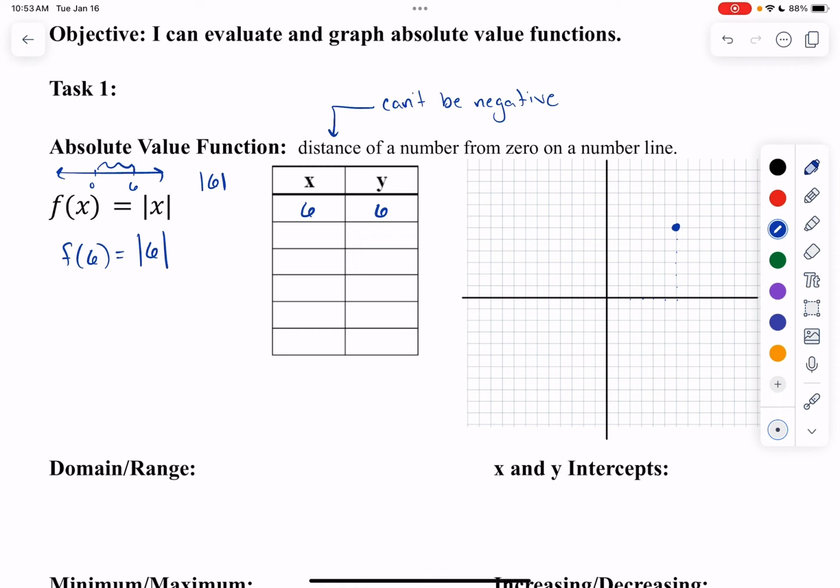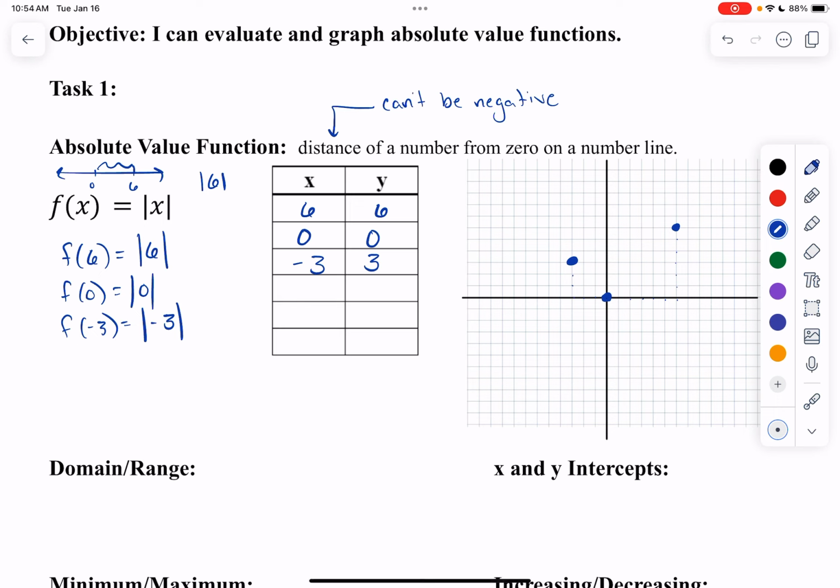Okay. When I put in a 0, f of 0, the absolute value of 0, well, how far is 0 from 0? Well, that's 0 units away. What about when I put in a negative 3? The absolute value of negative 3. How far is negative 3 from 0? It's 3 units away. So if I put in a negative 3, I get out a positive 3.